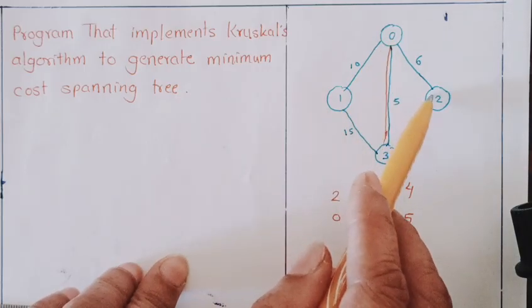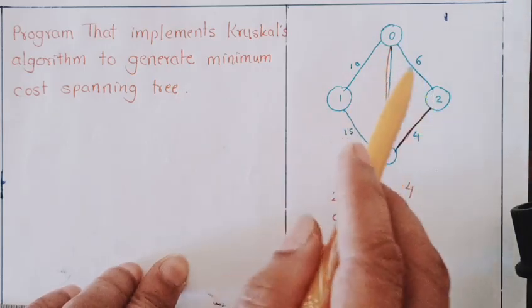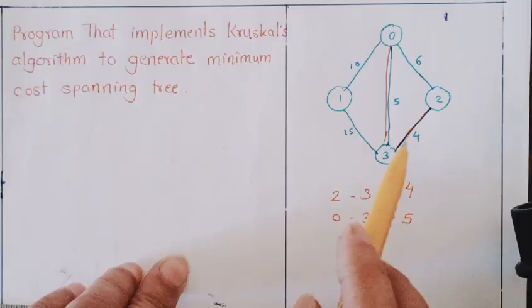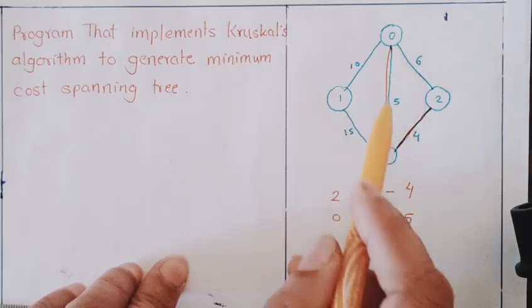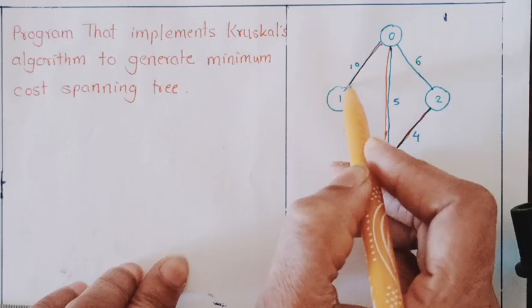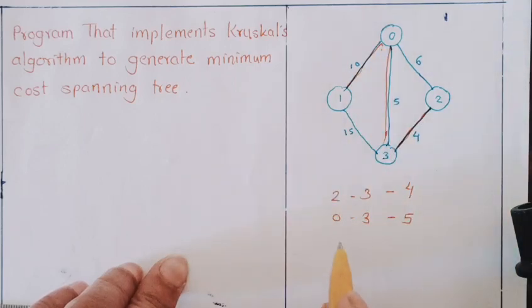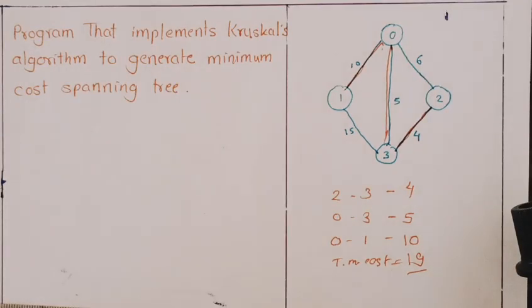Next minimum cost is 0 to 2. If you join this, it will form a cycle. Okay. So we don't want a cycle here. So you have to leave this one. And the next minimum cost is 10 here. You can take this one. Then 0 to 1, 10. Okay. Then the total minimum cost is 9.